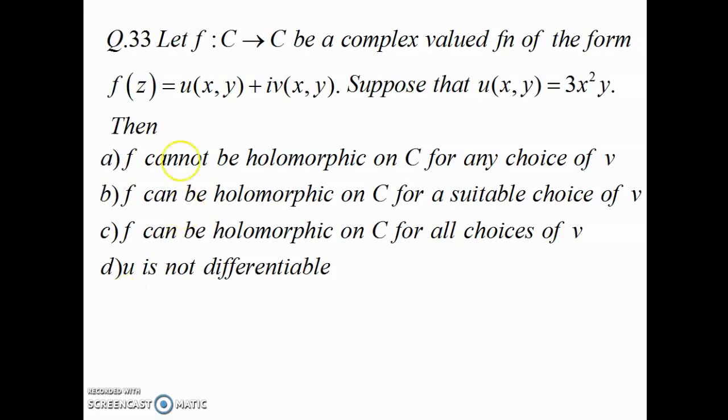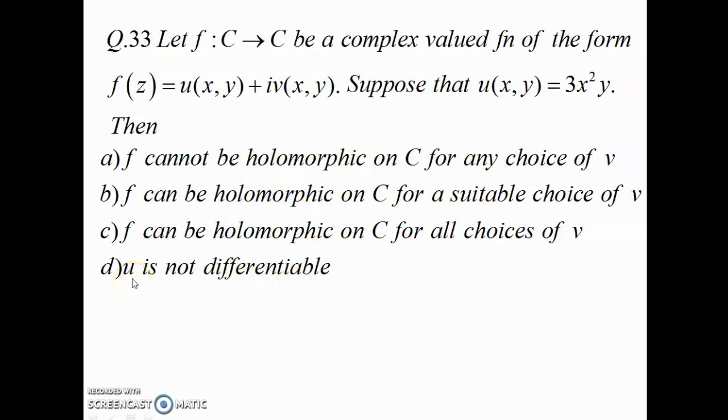First question, question 33. Let f from C to C be a complex valued function of the form f of z is equal to u of x y plus i v of x y. Suppose that u of x y is equal to 3x square y, then. So, we have been given a complex valued function and u is defined. Then we have to check which of the following options is true. In the options they are asking about the holomorphic conditions and differentiability of u.